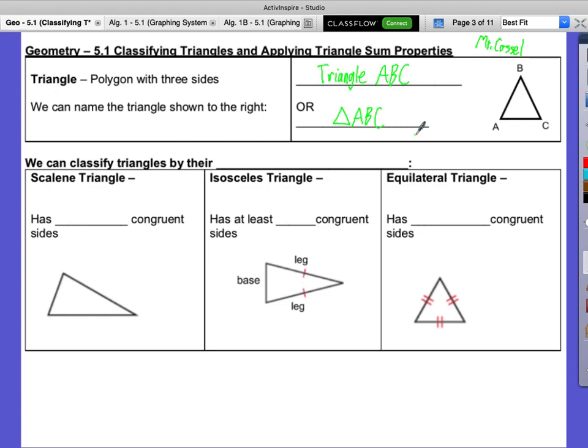Now we can classify triangles in one of two ways. How many ways, Evan? Two. Very good. So the first way we're going to talk about is classifying triangles by their sides, and we're going to talk about their side lengths.